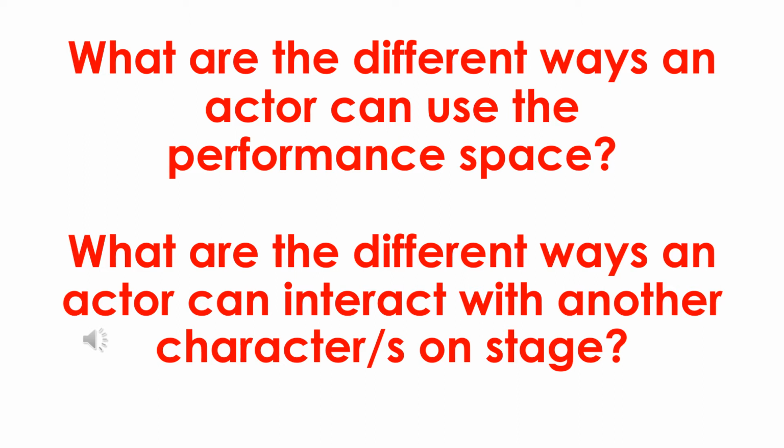What I'd like you to do is spend some time on a piece of paper writing different examples of how an actor can use the performance space and different examples of how an actor can interact with other characters on stage. Make sure you're using key words. So for instance, I use downstage left. That's a key terminology there.